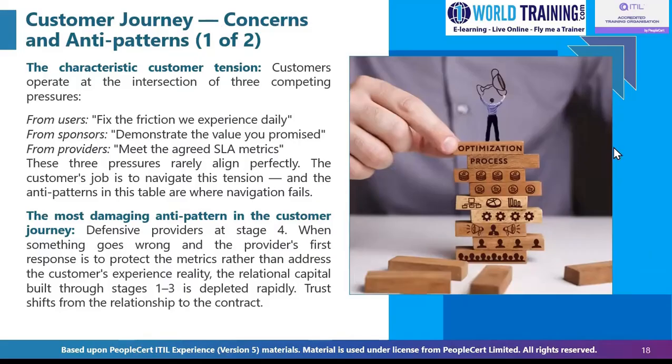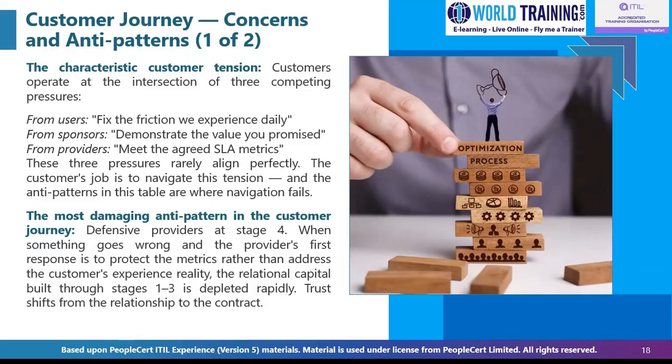Customer journey concerns and anti-patterns. Customers sit at the intersection of three competing pressures. Users saying, fix the friction we experience daily. Sponsors saying, demonstrate the value you promised. And providers saying, meet the agreed SLA metrics. Those three rarely align perfectly, and the customer's job is to navigate the gap.